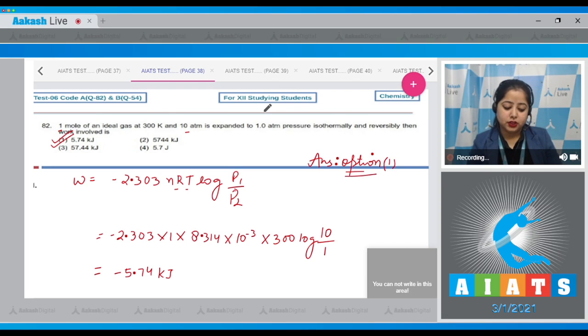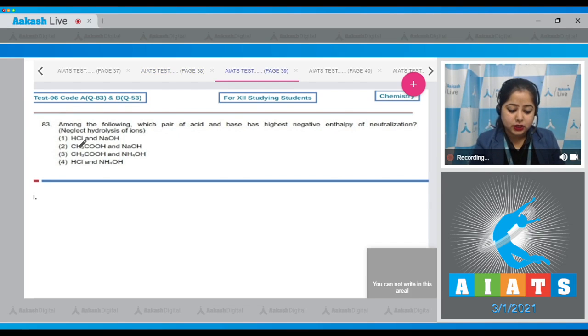Moving to the next question, which is question number 83. Let's read it. Among the following, which pair of acid and base has the highest negative enthalpy of neutralization? Student, we all know that if the neutralization involves a weak acid and a weak base, some heat is utilized to ionize them, so the heat of neutralization will be reduced. So in case of a strong acid and a strong base, the heat of neutralization will be maximum. So it is very clear that in option number 1, the acid and base present both are strong. As a result, we can say that the enthalpy of neutralization will be maximum in case of option number 1. So the correct answer is option number 1.